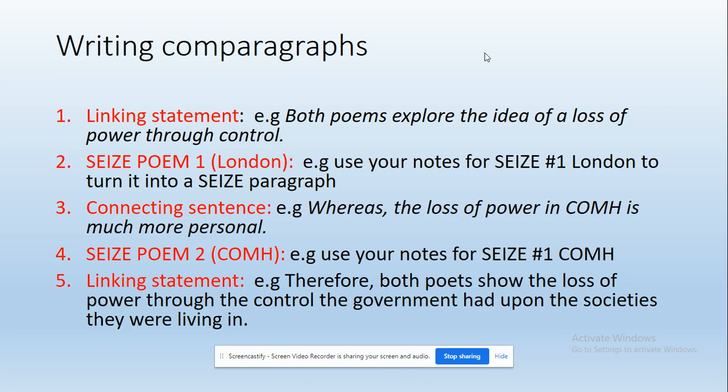Then you go on to do the C's for Checking Out My History, and you will use the notes from Checking Out My History to do that. And then you end the paragraph with a linking statement again, because remember, this is all about comparison. So the end sentence will be something like, therefore, both poets show the loss of power through the control the government had upon the societies they were living in. So it's just a summary of how they're both similar in some way and how they both show the loss of power.